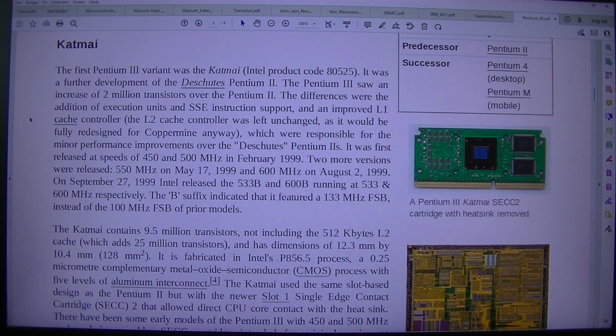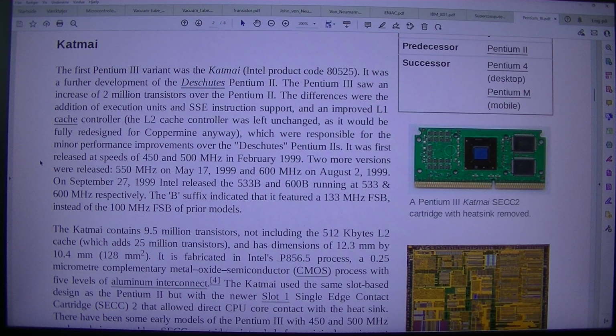The differences were the addition of execution units and SSE instruction support, and an improved L1 cache controller. The L2 cache controller was left unchanged, as it would be fully redesigned for Coppermine anyway, which were responsible for performance improvements over the disc-shoots Pentium IIs. It was first released at speeds of 450 and 500 MHz in February 1999.